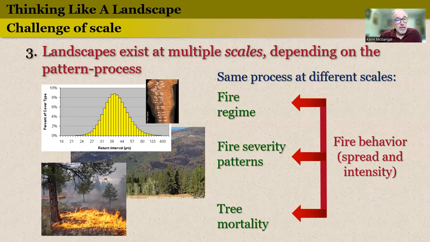Conversely, we may have the same process, in this case, fire behavior, realized differently at each of several scales. So for example, at relatively coarse scales, the fire behavior may interact with the vegetation and the physical landscape to create what is called a fire regime. Whereas at moderate scales, fire behavior may interact with the vegetation and the physical landscape to create fire severity patterns within individual fire events. And at finer scales, fire behavior may interact with the vegetation and the physical landscape to affect tree mortality. Again, same process here, fire behavior, but realized as 3 very different pattern process relationships, depending upon the scale.